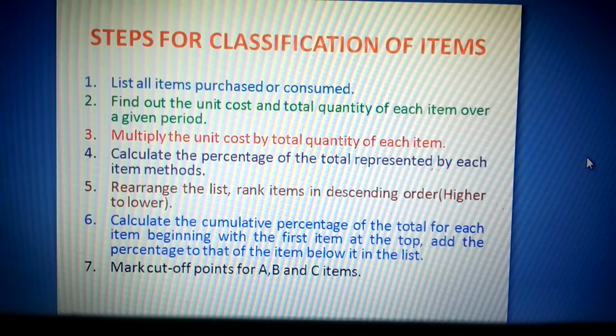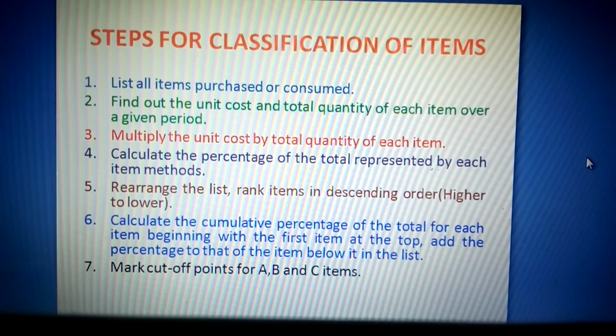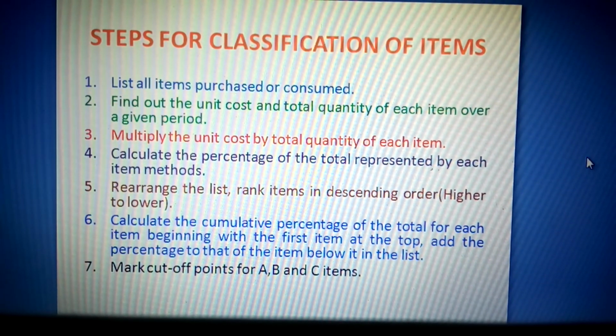So how do we calculate the ABC analysis? Here we will discuss in short the steps for classification of items. In the next video I will give you the detailed procedure for calculation of ABC analysis. So first, make a list of all the items purchased or consumed. Now find out the unit cost of each item and total quantity of each item over a given period.